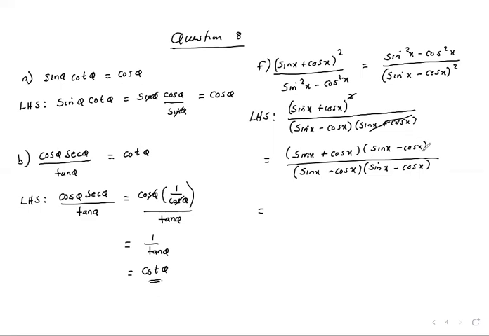But the arrangement of the numerator shows that that's a difference of two squares. So that's sin squared x minus cos squared x. And down here, the sin x minus cos x is squared because you're multiplying it by itself. And this is what we have as a right hand side. Done.